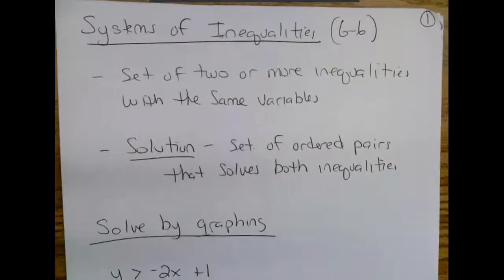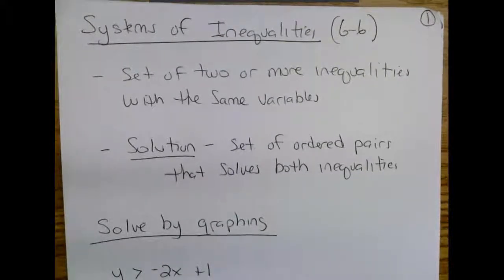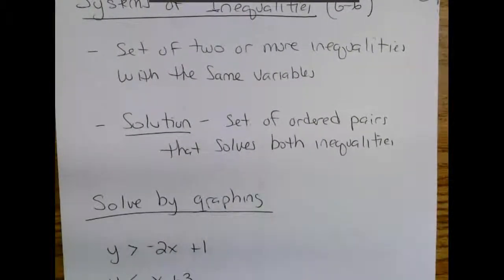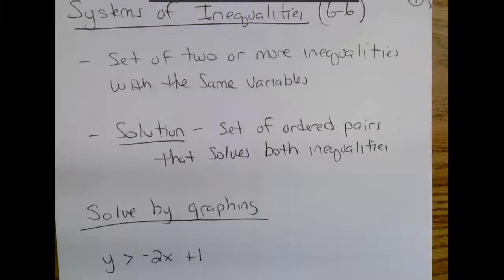So if you look at the definition here, a system of inequalities is a set of two or more inequalities with the same variables. Then for the solution, I'll show you this in a minute, you figure out the set of ordered pairs that solves both inequalities, just like we did when we would take an inequality, turn it into a linear equation, graph it on a coordinate system, and then color in the side that is the answer. Here we're going to do that with two equations.